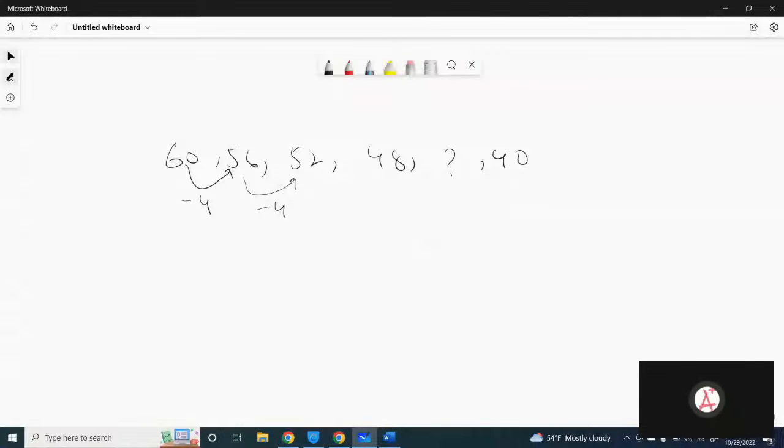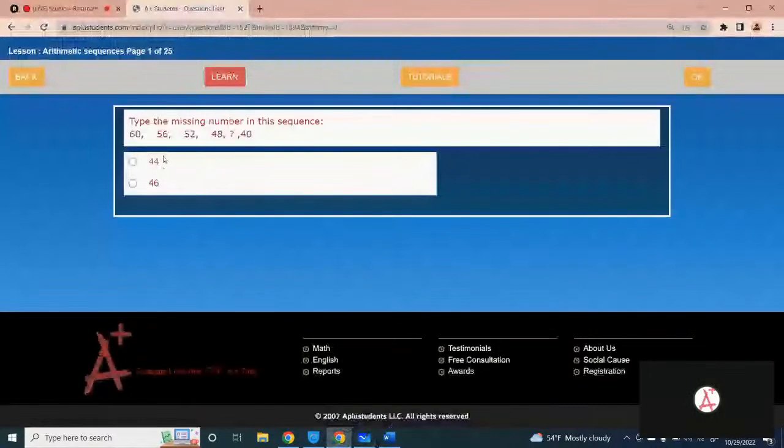56 minus 4 is 52. 52 minus 4 is 48. And 48 minus 4 is 44. That means the missing number is 44. Got it? So select the correct option and then click on the OK button. So it is 44.